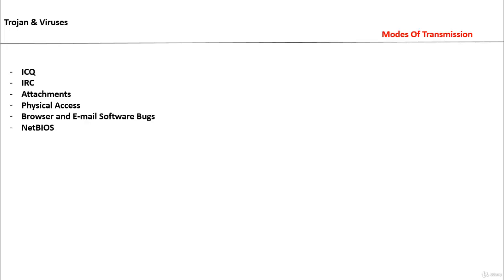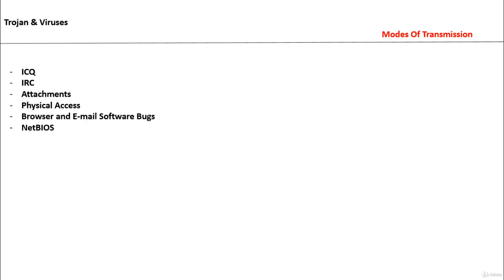Attachments. Any attachment, even if it is from a known source, should be screened, as it is possible that the source was infected earlier and is not aware of it. Physical access. Physical access to a target machine is perhaps the easiest way for an attacker to infect a machine. The motive may be prank or just plain curiosity.